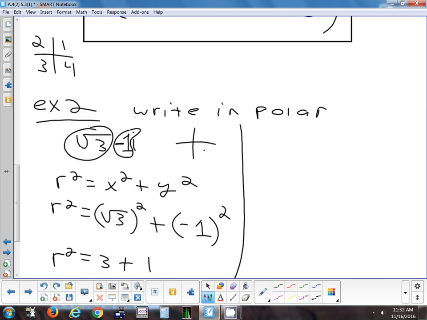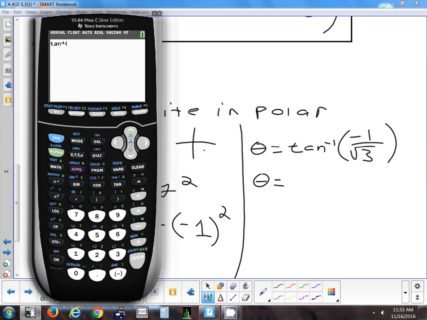When I'm in quadrant 4, is that the one where I add the 180 or I don't need it? I don't need it. So inverse tangent of what's y in this case? Yep, it's always the number next to i. And what's x? Square root of 3. Okay, so let's type that in and see what we get. Inverse tangent of negative 1 divided by square root 3.